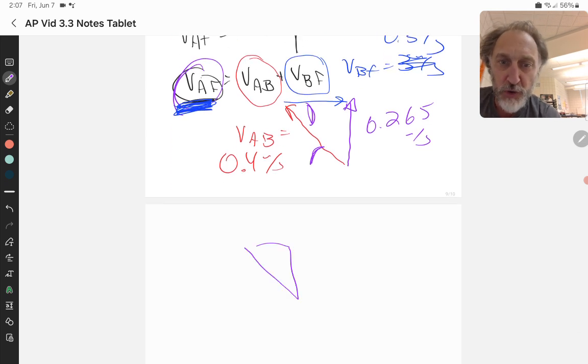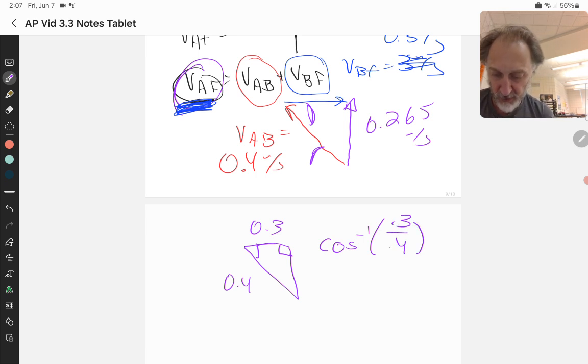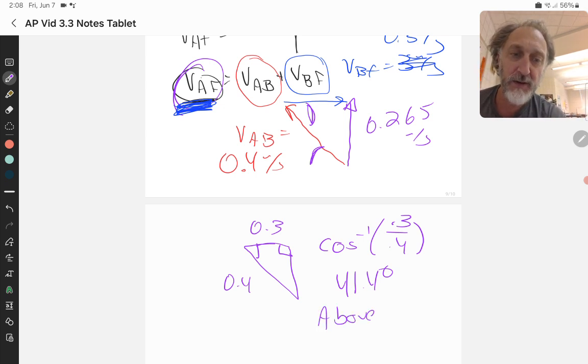So this is 0.3, this is 0.4. I want this angle. Here's my right angle. So I guess I want the inverse cosine of 0.3 over 0.4. So inverse cosine 0.75, sorry for not having this, is, oh, that's in radians. So 41.4 degrees. I guess above the negative x-axis. Right? So that's this angle here, and it's telling us he wants to go that way.